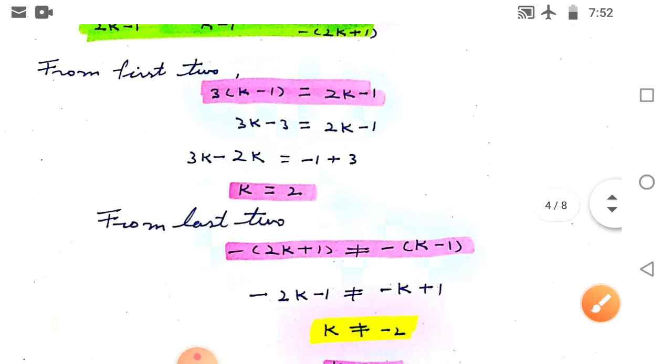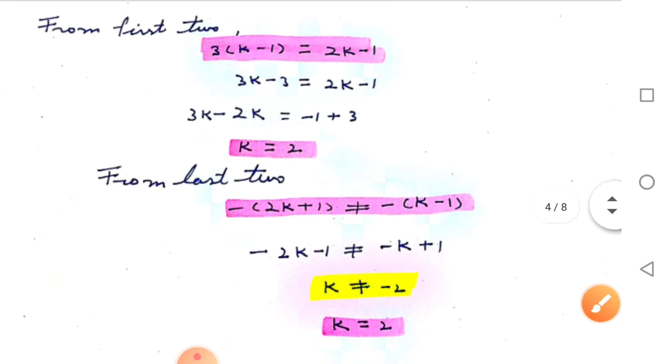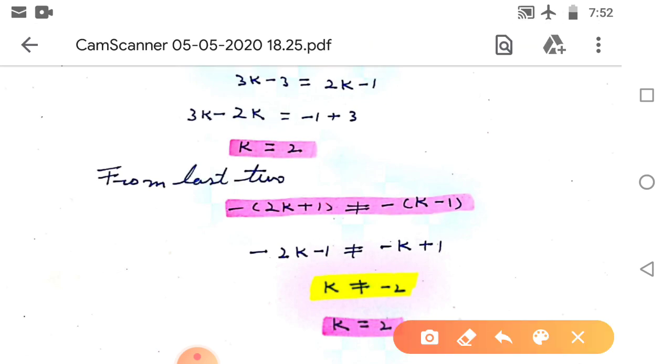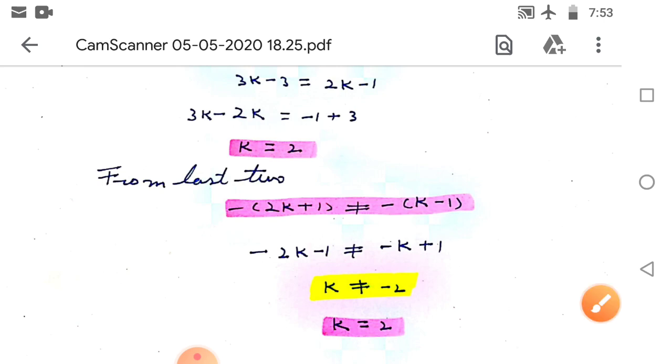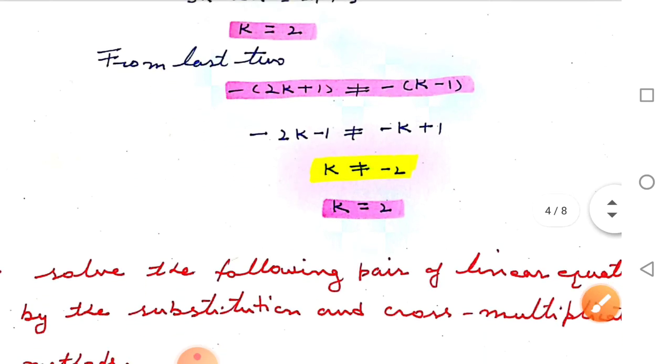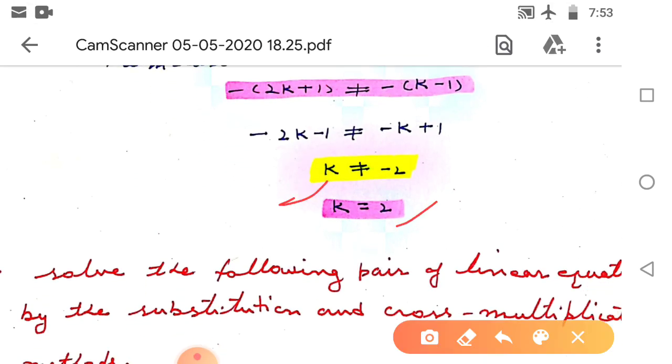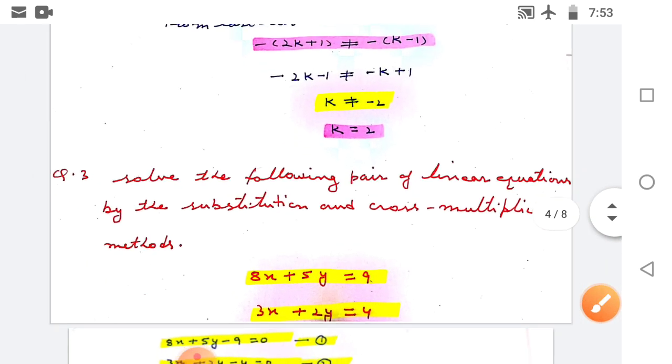Now, we take the last two equalities also, and here minus 2k plus 1 is not equal to minus k minus 1. So here the value of k is not equal to minus 2. k is not equal to minus 2, but the value of k is 2. So here the value of k comes 2. Right? For no solution.